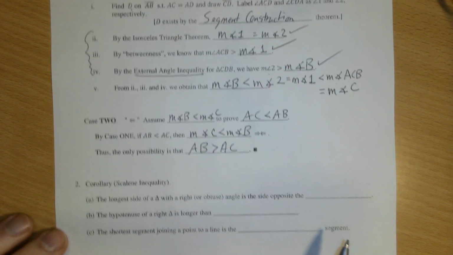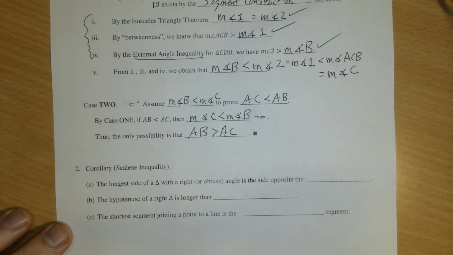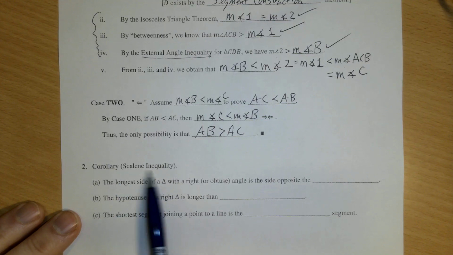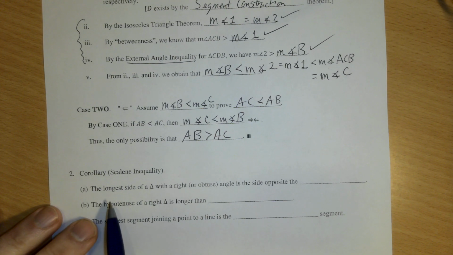Now to finish up this video, we've got just a corollary. It's actually a 3-part corollary. We'll call it a corollary of the scaling inequality theorem. So we'll call it scaling inequality. And this is pretty trivial.